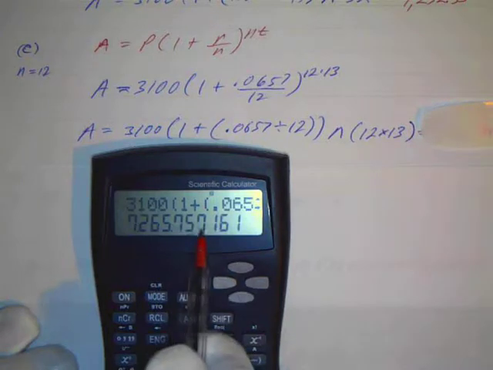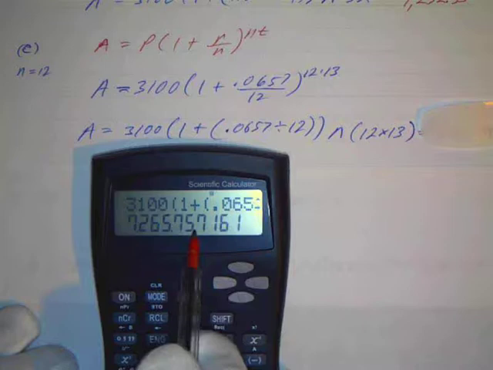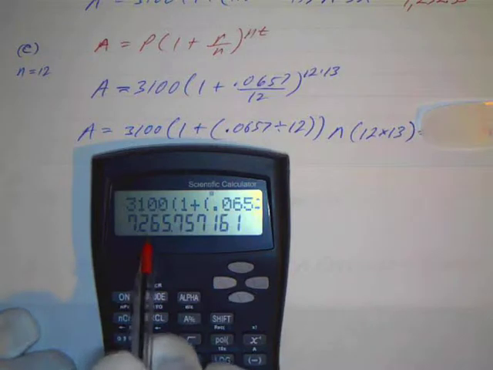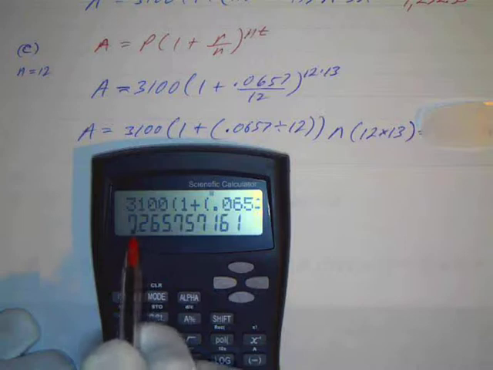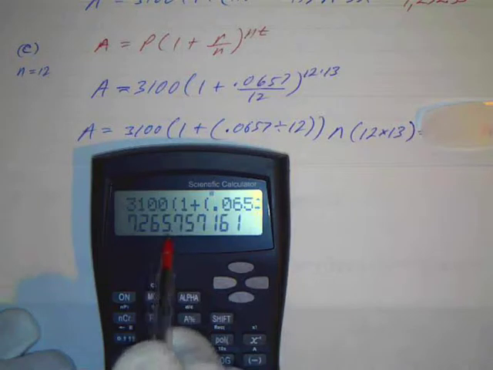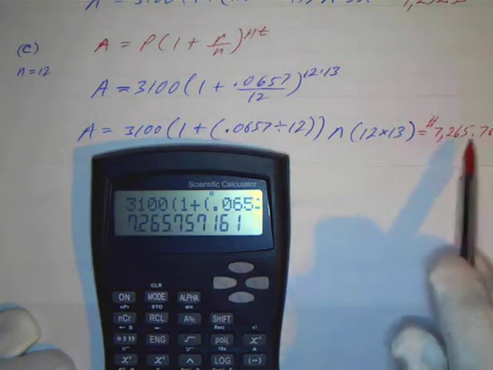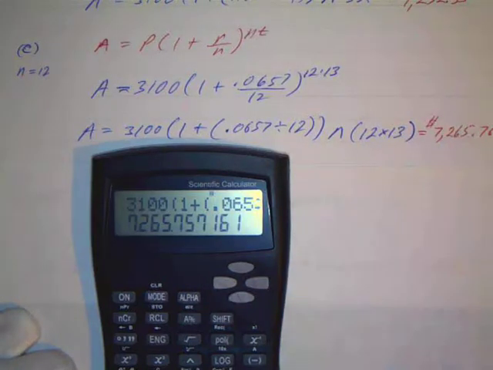7,265.757. Since 7 is bigger than 5, I'll round up. And if you look carefully on your calculator, this is a comma, that's a point. So the first comma says 1,000. So we got $7,265.76. Okay? All right.